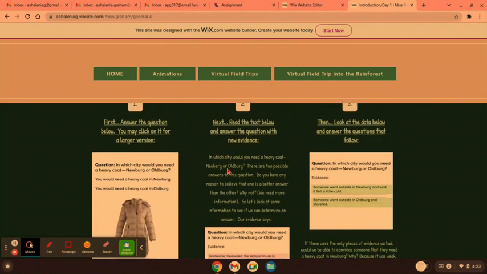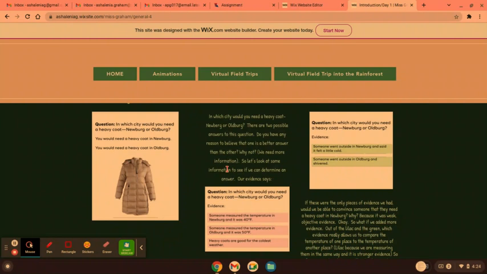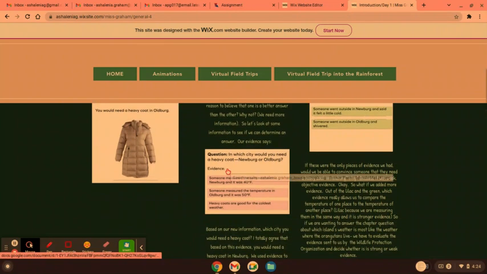Which city would you need a heavy coat in? There are 2 possible answers, but I really want to ask: do you right now have any evidence or reason to believe that one is better than the other? Why or why not? Again, you can pause, but the main thing I'm trying to get you to understand is that at this point, you still need more information. You don't know right off the top of your head. Just like our orangutan friends, we don't know right now where we can relocate them. We need more evidence, more information to make that decision because it's a big decision.